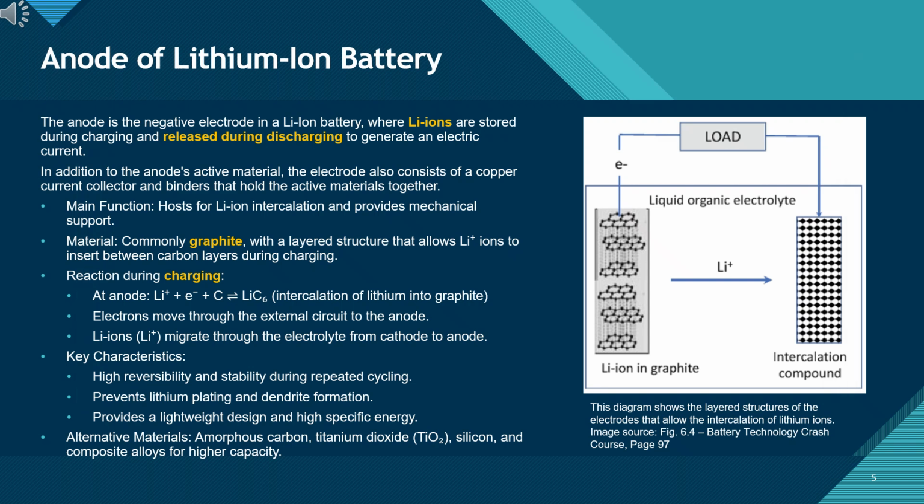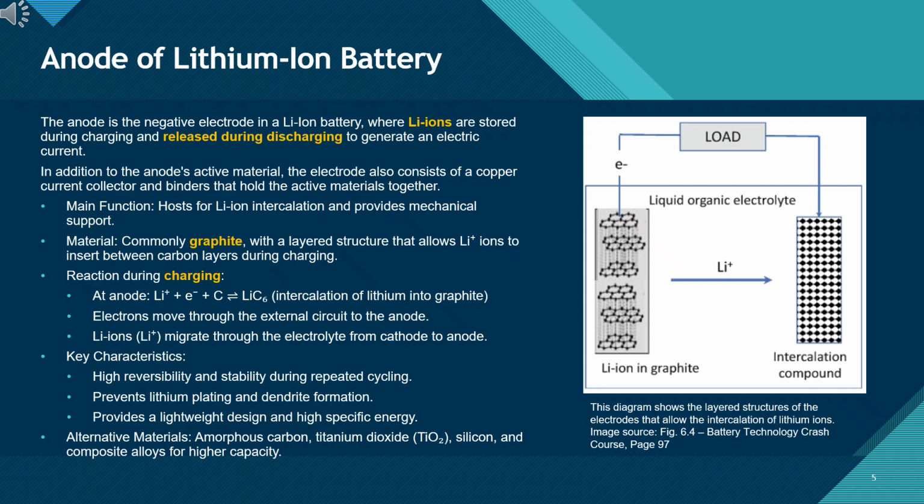Anode of lithium-ion battery. The anode is the negative electrode of a lithium-ion battery and plays a key role in storing and releasing lithium ions. During charging, lithium ions move from the cathode to the anode, where they are intercalated or inserted between layers of graphite. During discharging, those ions move back to the cathode, releasing energy as electrons flow through the external circuit to power a load. The reaction is reversible: Li+ + e- + C6 ⇌ LiC6.